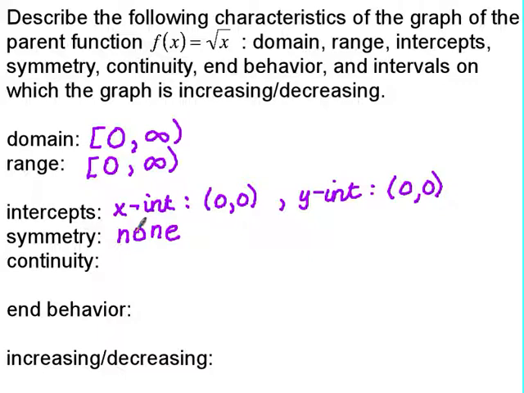Now we have to do continuity. Now remember, continuity means that you can walk along the graph and not fall. So if I start walking on that graph at 0, am I ever going to fall? Okay, so the graph is continuous for its domain. Because obviously there's nothing on the left part of the graph, right, in the negatives. So how we say that is we just say the continuity is continuous for the domain.